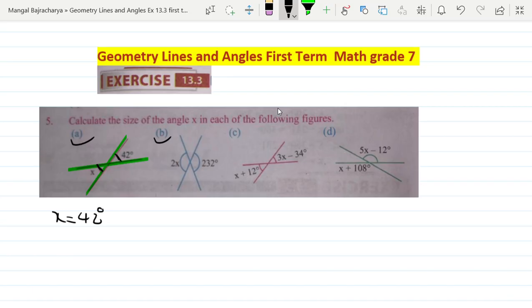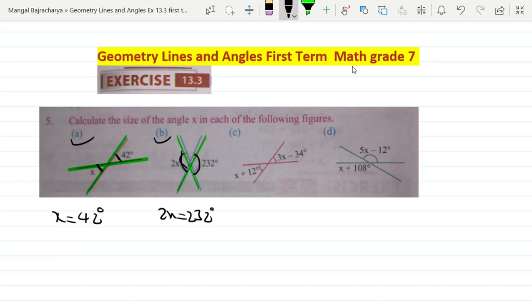And very same like number B. Here two lines have been intersected. You see these two lines, one line is this and another line is here. These two are intersecting over here, and in opposite directions these two angles are made. One is 2x and its opposite is 232. These are the vertically opposite angles, so these two angles are equal. So you say here 2x equals 232 degrees, and you may provide the reason being vertically opposite angles.